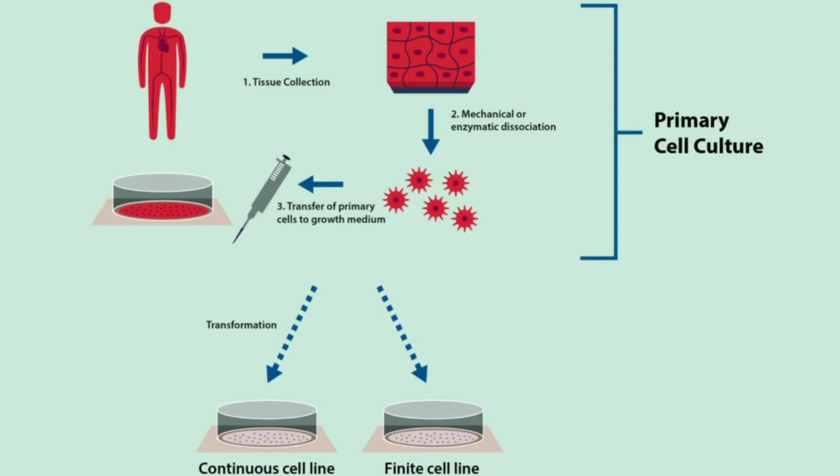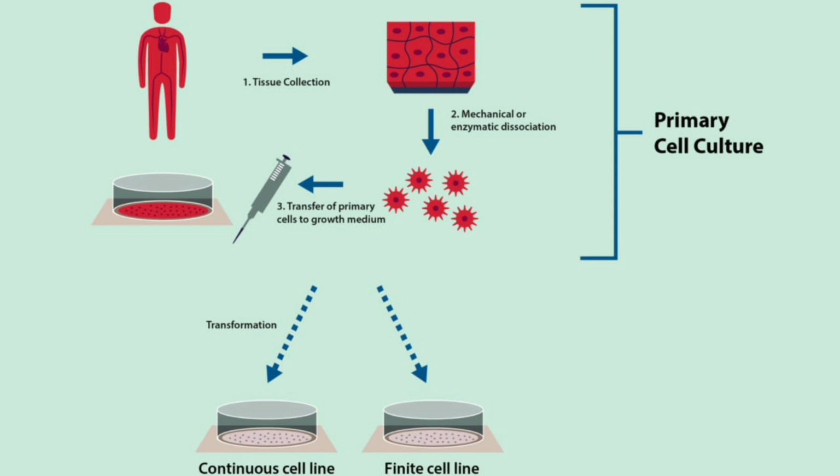1. Primary cell culture. These are normal cells freshly taken from the body and cultured. They are capable of only limited growth in culture and cannot be maintained in serial culture. Primary cell cultures are useful for the isolation of viruses and their cultivation for vaccine production.